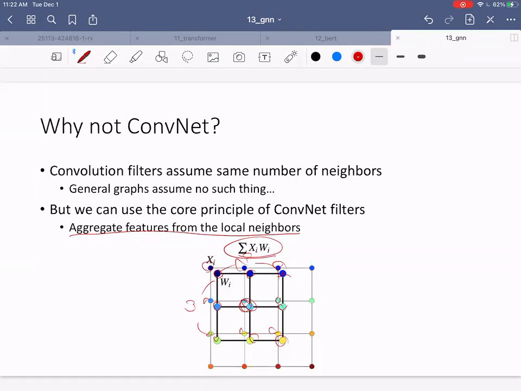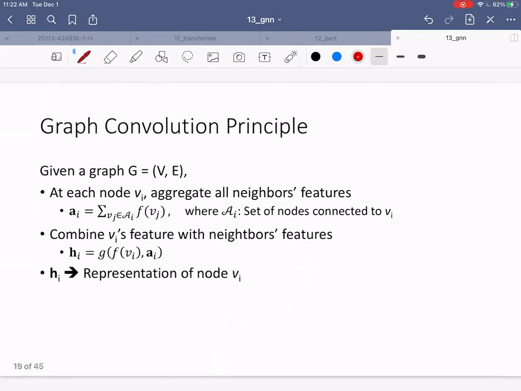That was image convolution, or convolutional filters. So we can take that core principle, which is to aggregate features from the local neighbors, and apply it to graphs. And that's it. The core principle of graph convolution is relatively simple, actually. If you're given a graph G, which consists of nodes V and edges, what you do at each time step in graph convolution is super simple.